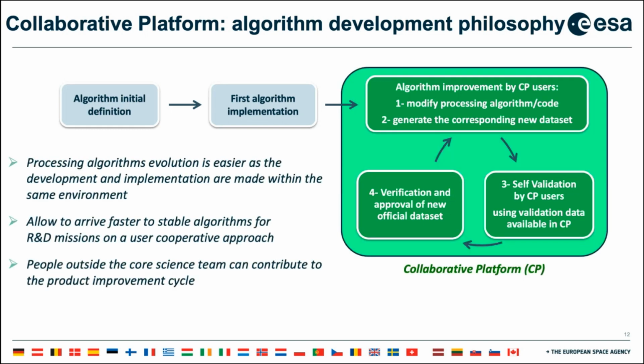So in a nutshell, it will allow to more easily evolve the algorithm development and arrive at faster and stable algorithms for R&D missions, and will allow people outside the core science team to contribute to the product improvement cycle. And I'm not saying only that people will bring improvement to the computational speed, not necessarily to the scientific outcome, but any improvement will be facilitating, it will be much faster. And of course, the concept of open science will adapt to this type of missions.